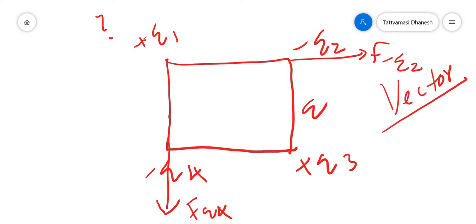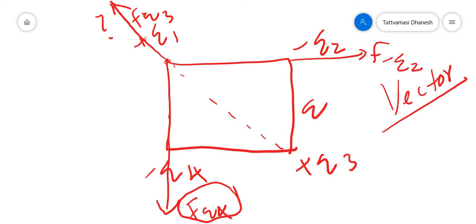But Q3 will repel. So the force will be towards the diagonal, right? This is the diagonal. So it will be repelling like this. So this is the force due to Q3 on Q1. You understood? So this is the force FQ4.